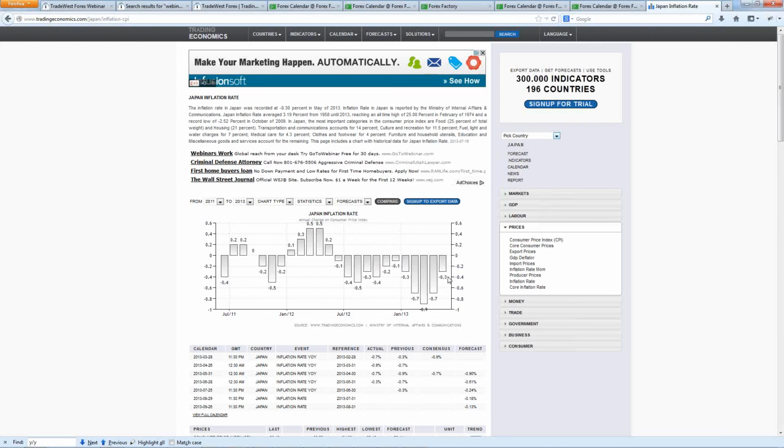Their inflation rate has actually been negative. So it's definitely below the 2%. And then if we changed to Australia, give it a minute to load here.